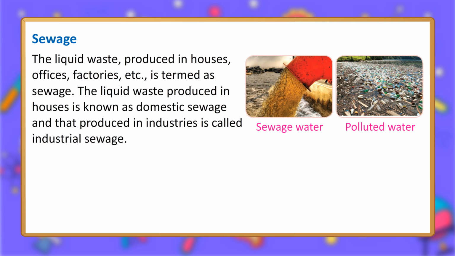Sewage. The liquid waste, produced in houses, offices, factories, etc., is termed as sewage. The liquid waste produced in houses is known as domestic sewage and that produced in industries is called industrial sewage.